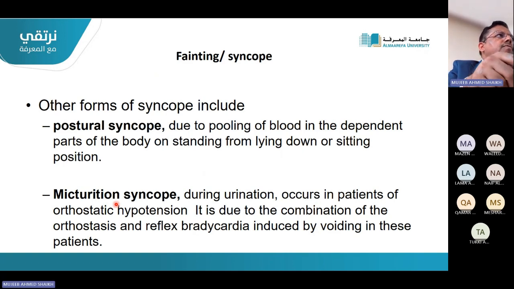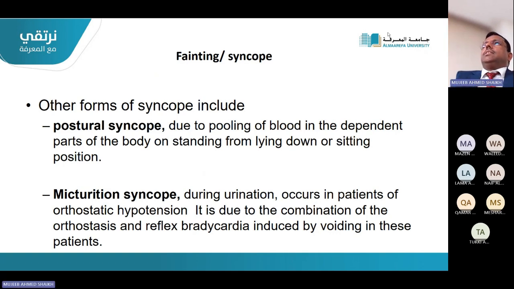Another form of syncope is micturition syncope. While passing the urine, the person will feel dizzy and fall down. More common in old age. This occurs due to orthostatic hypotension. The thing is, the person's change in the position of the body leads to hypotension. Commonly seen in old persons when they wake up in the night, at midnight, for going to the bathroom. They go to the bathroom.